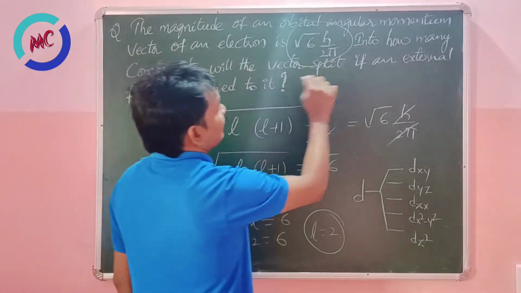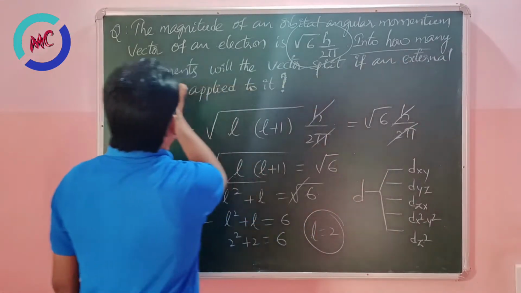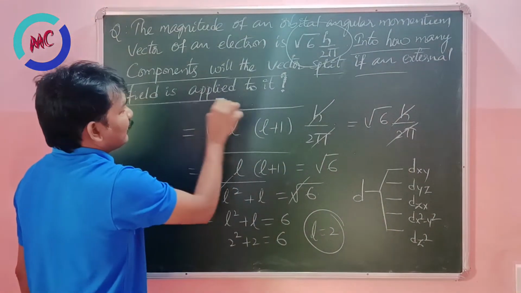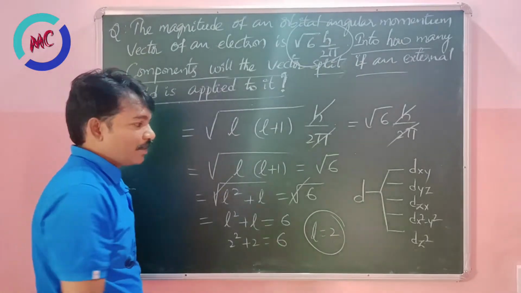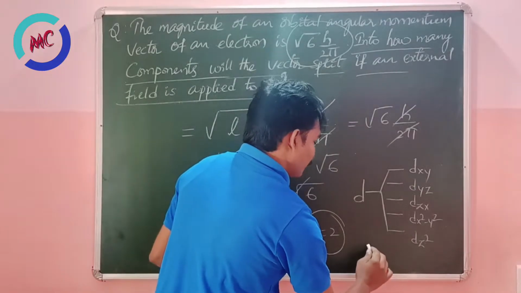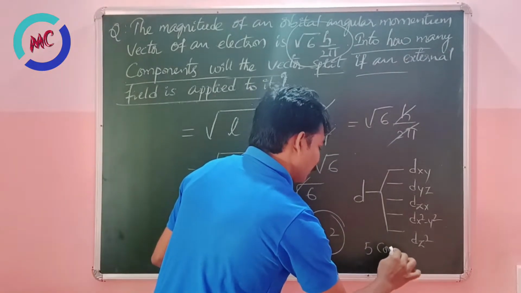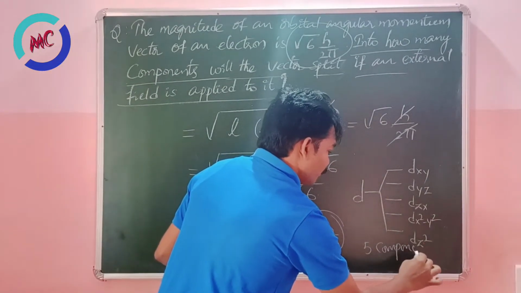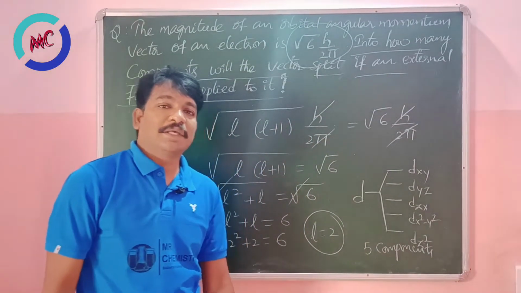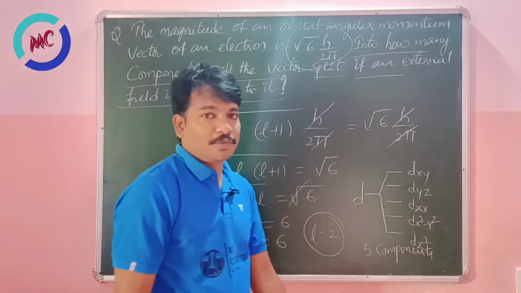Now see here, into how many components will the vector split if an external electric field is applied? How many components? 1, 2, 3, 4, 5. 5 components. In the JEE exam, they will ask such type of questions under the numerical section.